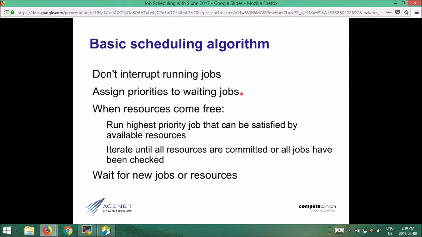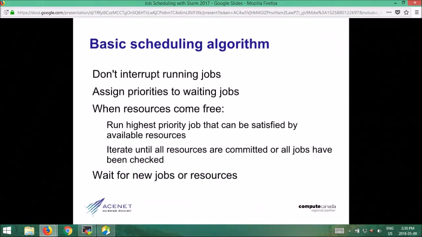I'm going to talk a little bit more at the end about how priorities are assigned, but for right now, let's just take it as read that everybody gets a priority, and in an ideal world, the priorities are about the same. When resources come free, when some job finishes, then what the scheduler does is it looks at the jobs in order of priority, takes the highest priority job and says, do I have enough hardware, enough CPUs, enough memory, enough time, enough GPUs to run this highest priority job? If the answer is yes, it starts it.